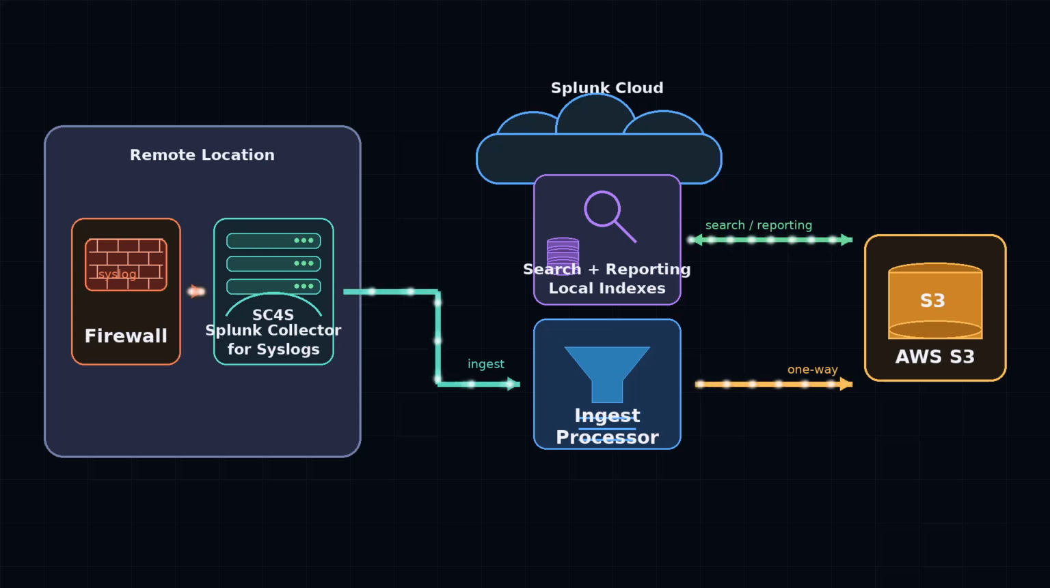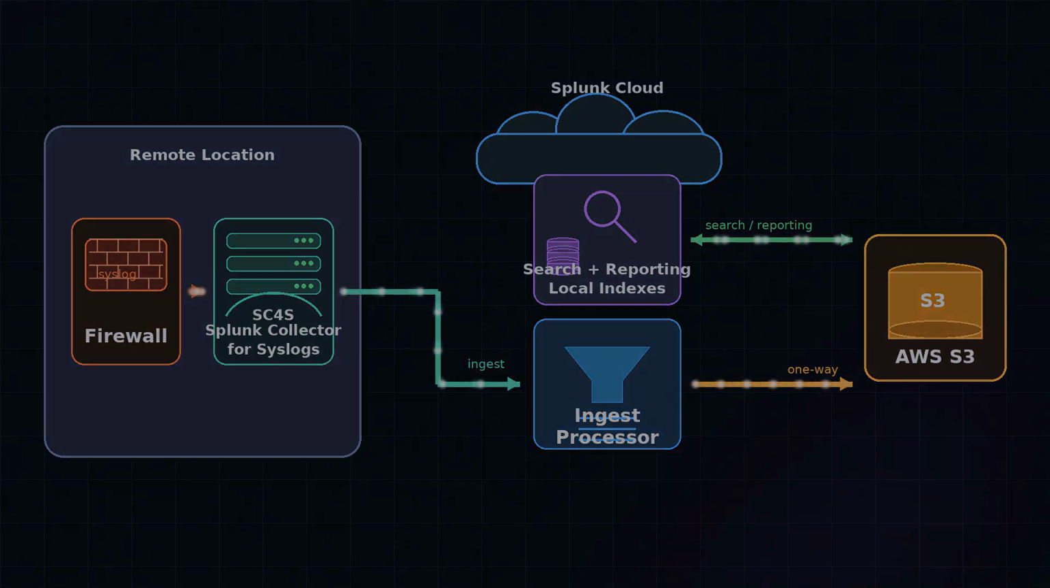Now on the right side, this is where the value comes in. Splunk Cloud Search and Reporting can access that data directly in S3. There's no need to move it, no need to duplicate it. Queries are sent to the data and only the results come back. So what you're really seeing here is a separation between where data lives and how it's used. You decide where the data resides, and Splunk makes that data usable without moving it.